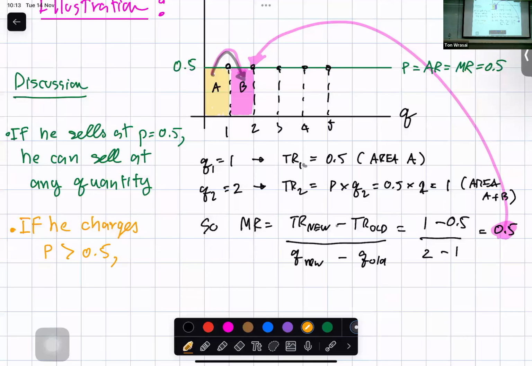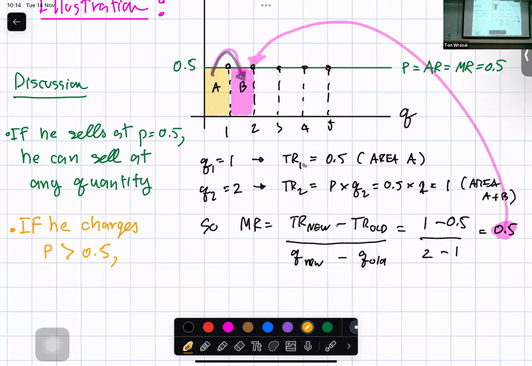Because the consumers will go to other places to buy. Do you agree? Okay. Why do consumers go to other places?